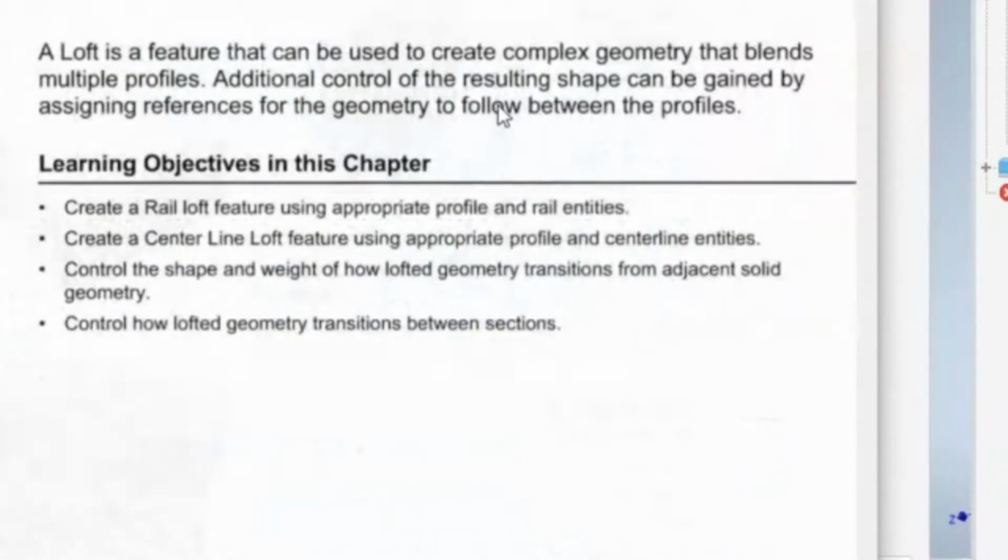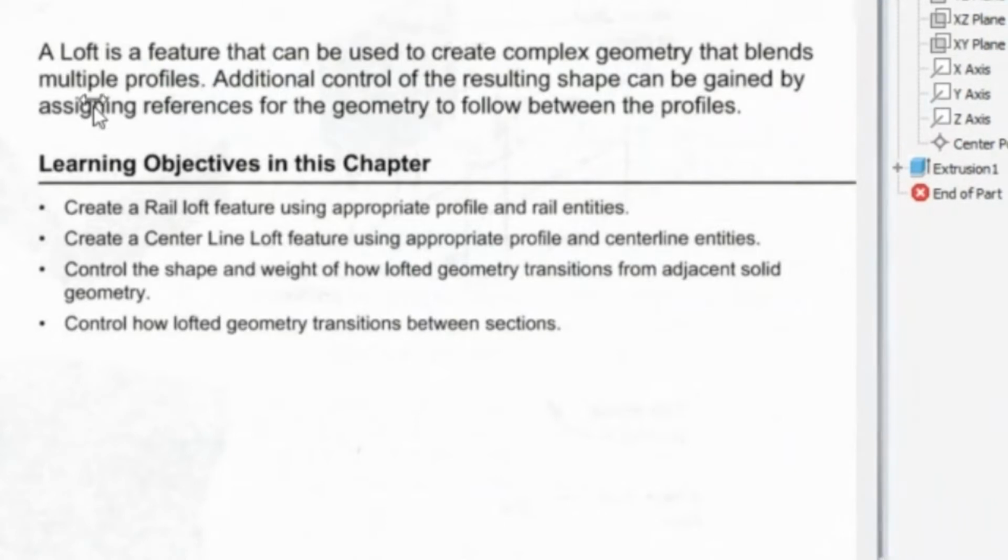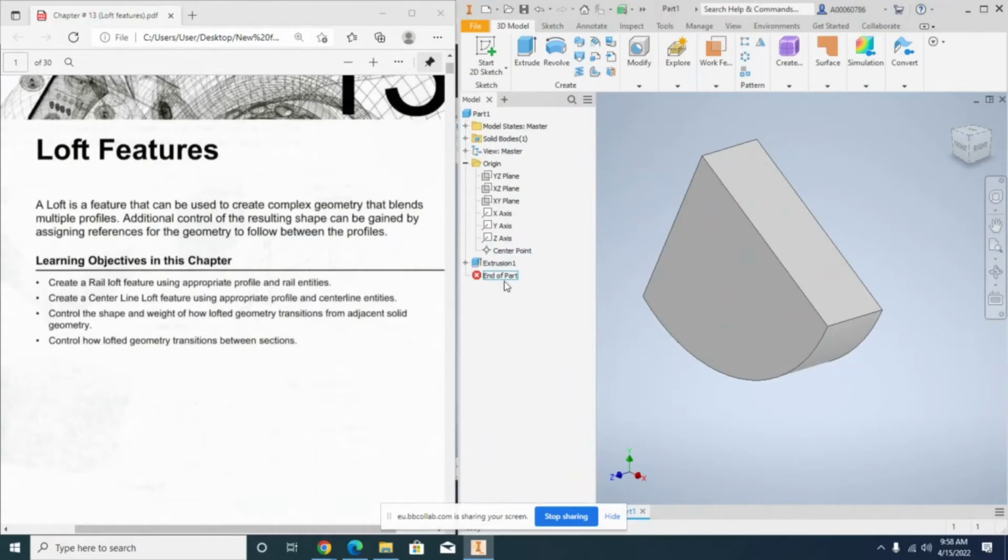that can be used to create complex geometry. Okay, that enables blending multiple profiles. So what's the learning objective? Create a rail loft feature using appropriate profile and rail. Create a center line loft using appropriate profile and center line. Control the shape and weight flow of the loft. Control how loft geometry transitions between sections.